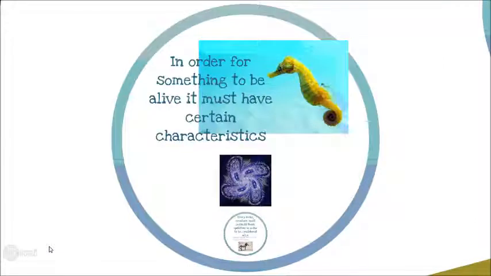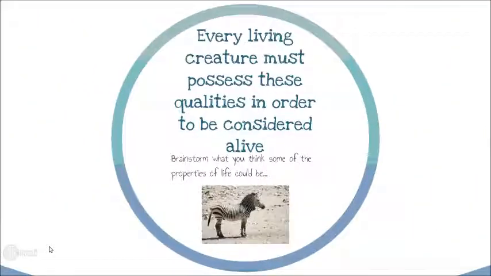In order for something to be alive, it does have to have certain characteristics. There are 6 characteristics and the organism must have all of them in order to be considered living. Some things will have some of the characteristics, but not all of them, even when they're not alive. So try and think of some of the properties of life that you know all living things have.